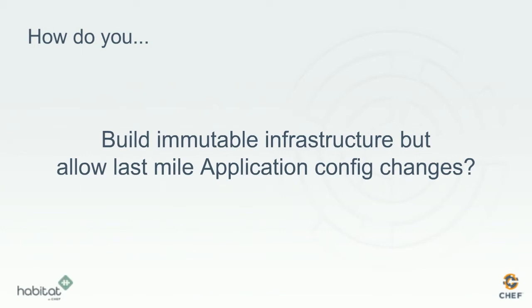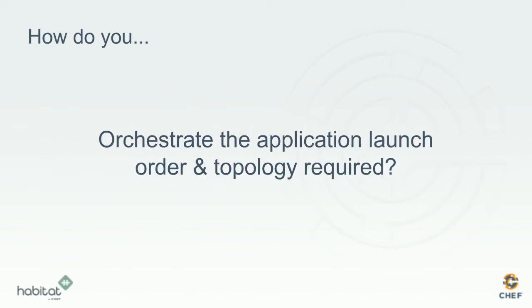So how can you make those config changes, making sure that the container still stays immutable, but the application runtime dynamically at start can pick up those configuration changes that you need? The other thing that you need to try and do is orchestrate the application launch, and also define what the topology is required for a clustering strategy for your application. And you need to have some sort of intelligence to figure out how you actually do that launch in a sane fashion. And that's one thing that Habitat provides, which we'll cover.